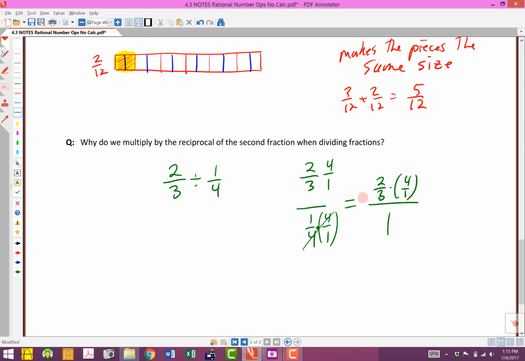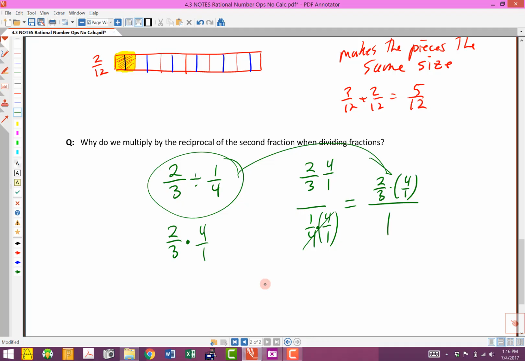Well, this is the long way of doing things. We'd hate to do this every single time. So instead what we do is we say, well, look, if this is just going to turn into this every single time, let's just cut out the middle part and just say, okay, we're just going to flip that over and we're going to multiply. We're going to multiply by the reciprocal.